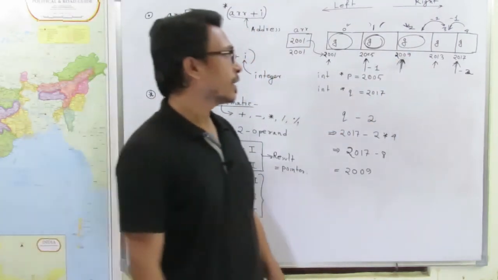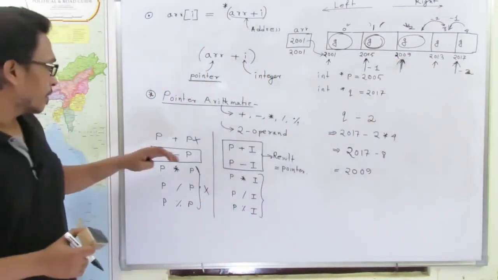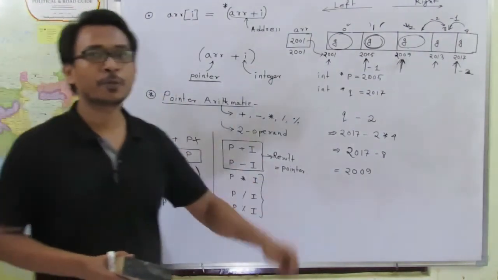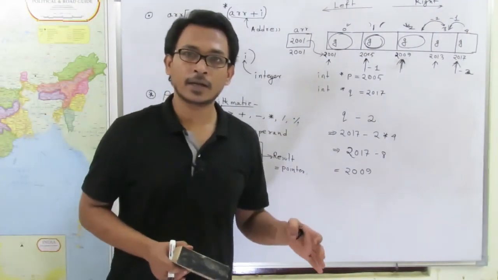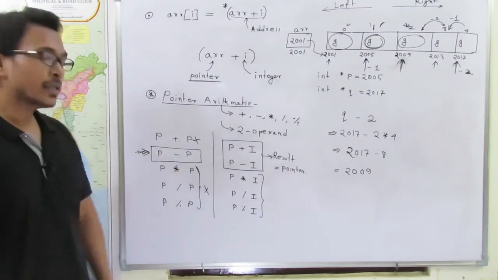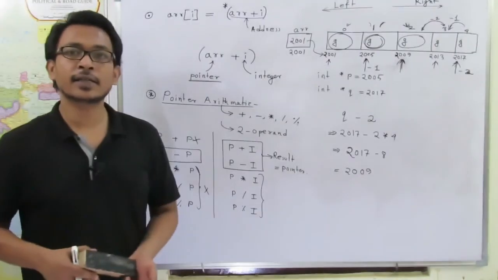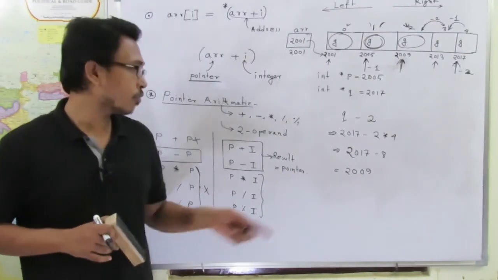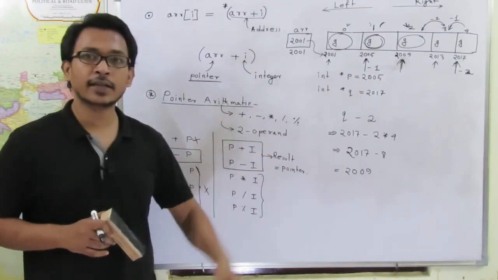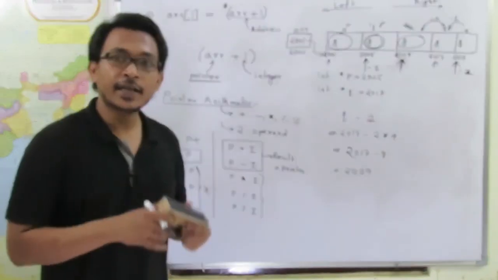Clear? So that's how these pointer operations are performed by the system. When both operands are pointers, the result is the number of elements. When one of the operands is an integer, we get a pointer as the result.